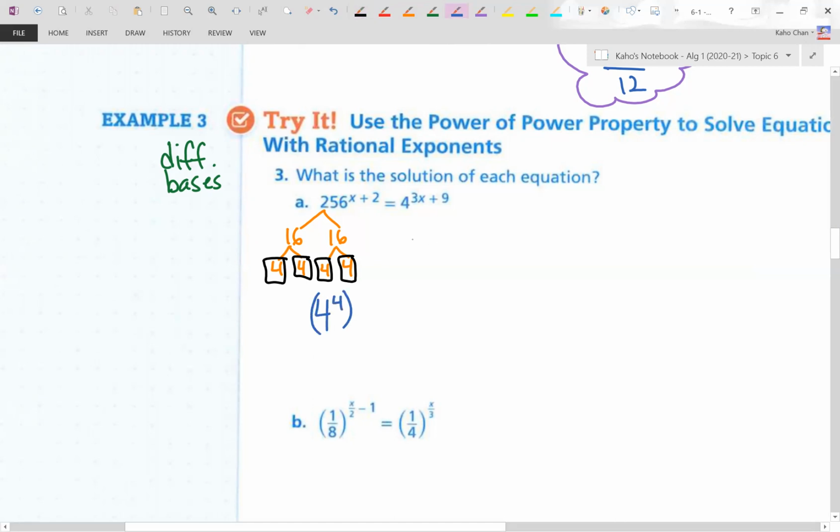Now, what was the 256 to a power of? x plus 2. Like that. Let's bring this down. So what I did was I found the same base, the goal.